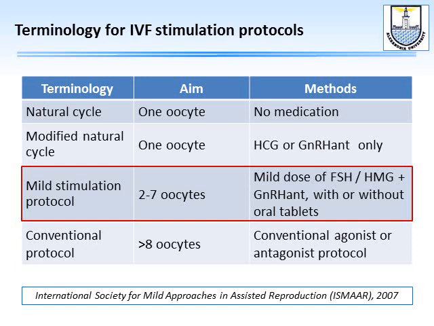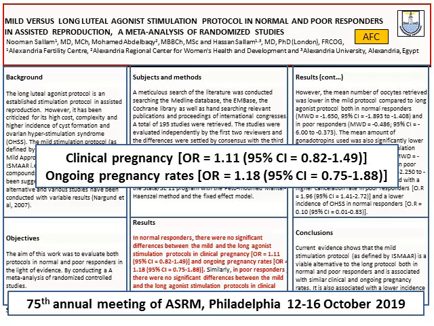Now, this is the definition by ISMAR, which I think everybody should look at carefully, because when people talk about mild stimulation, sometimes they include natural cycles or modified natural cycles, or patients who are taking clomiphene citrate. Now, this is not mild stimulation. Mild stimulation is giving FSH or HMG, but giving a small dose, 2 or 3 ampoules, and using the antagonist protocol, with or without tablets like clomiphene citrate or letrozole.